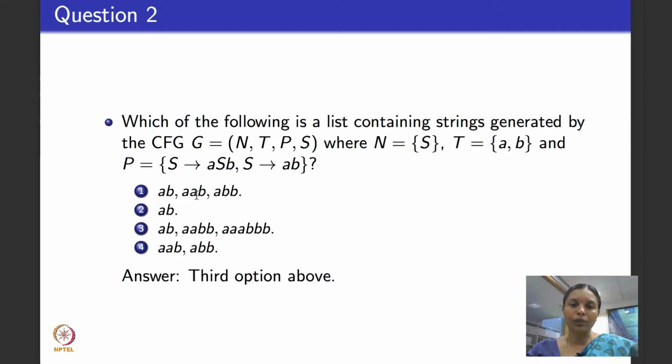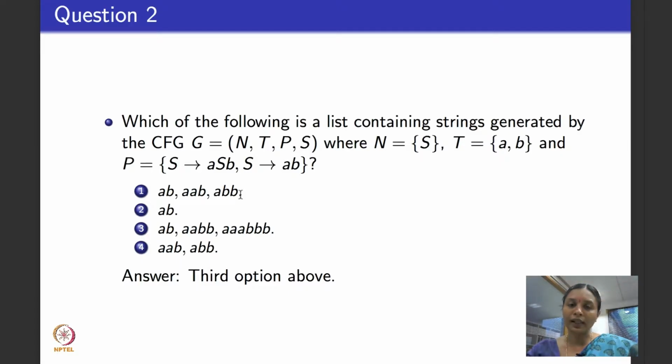Is it possible to generate just one more A? I need a production which says S goes to A. Do we have a production like that? No, we don't. So this word AAB cannot be generated by the grammar. Symmetrically, this word ABB also cannot be generated by the grammar.